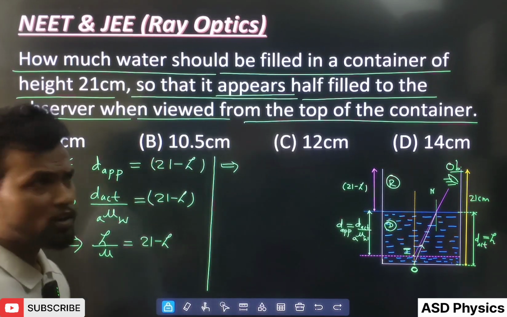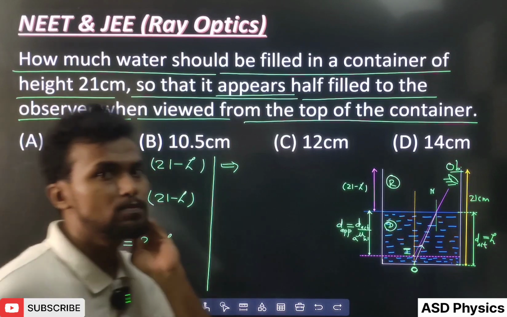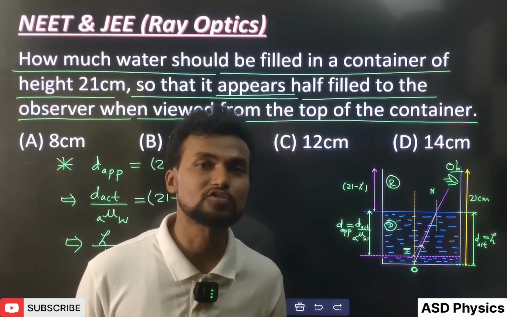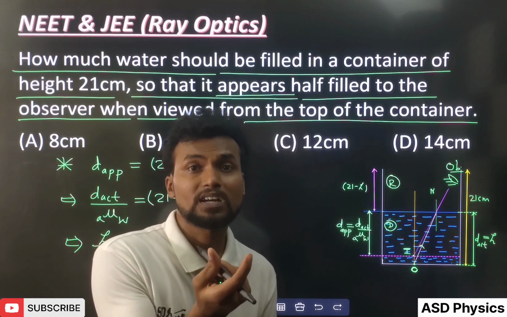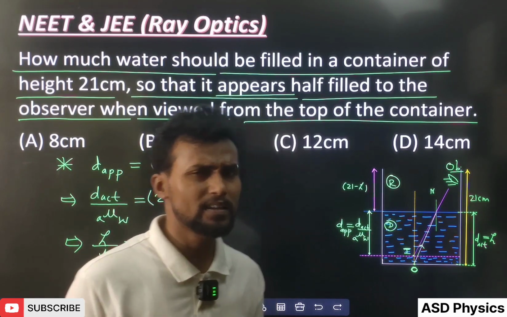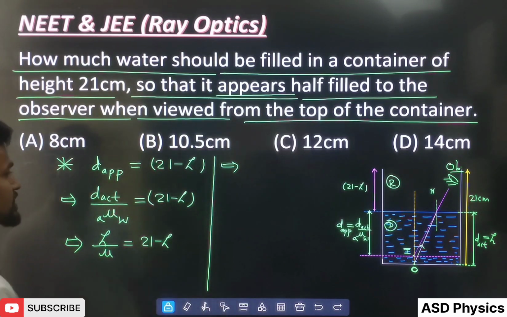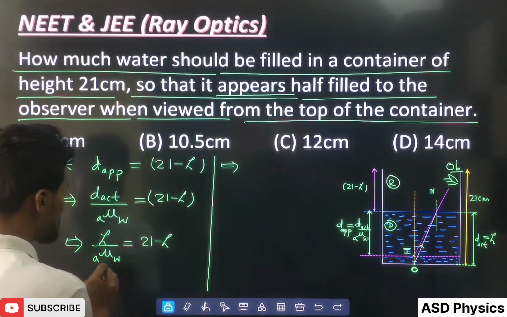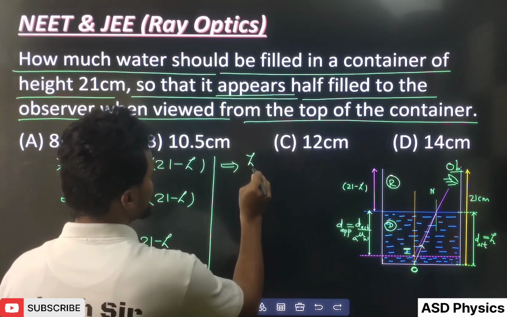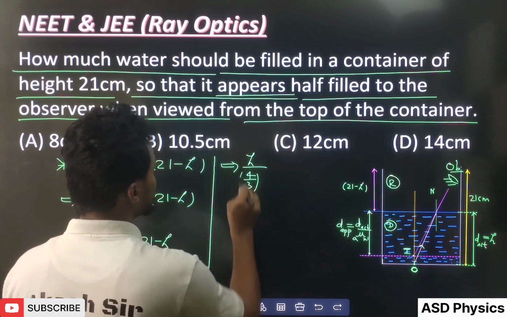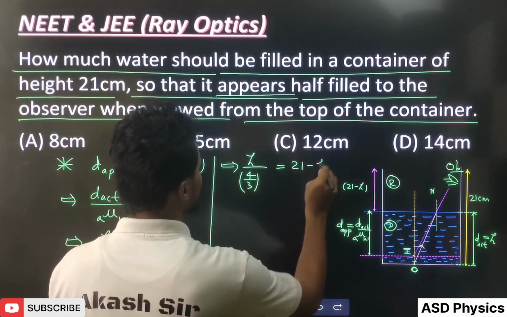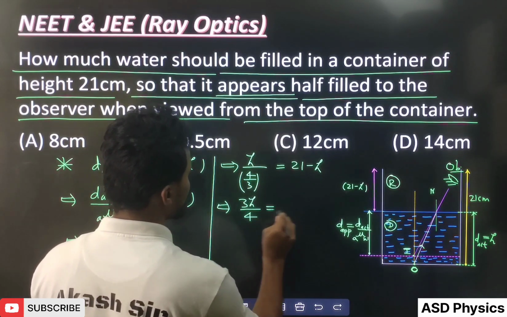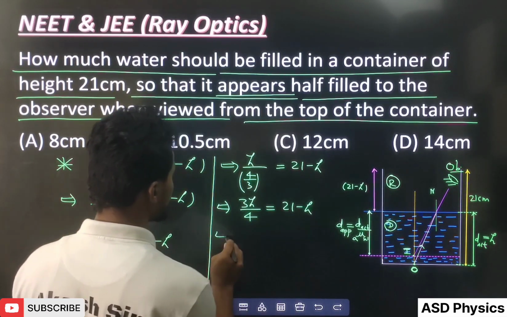What is the value of mu for the water? Nothing is given, so for the water please remember that the value will be 4 by 3. And if sometimes in a glass the refractive index of the glass is not given, we used to take 3 by 2, 1.5. But here water is there, so what I have told you, 4 by 3. So when I take water with respect to air, 4 by 3, see here h by 4 by 3 is equal to 21 minus h. So it will become here 3h by 4 is equal to 21 minus h, is it?